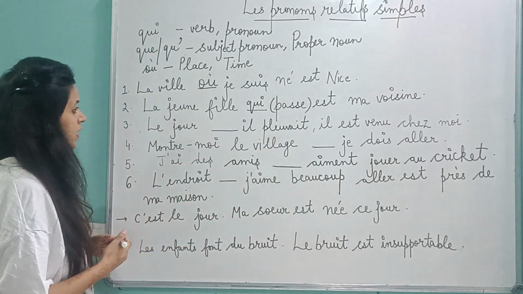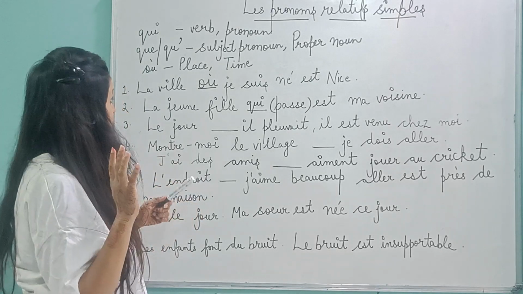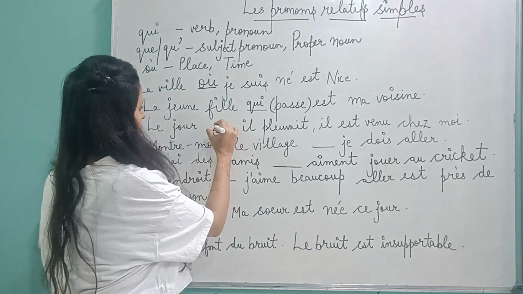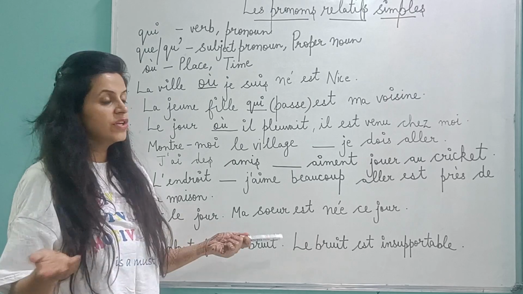Next part, le jour dash il pleuvait. We're talking about a particular day, a particular time period. So for a particular day, we write où. The day when it was raining, he came, il est venu chez moi.